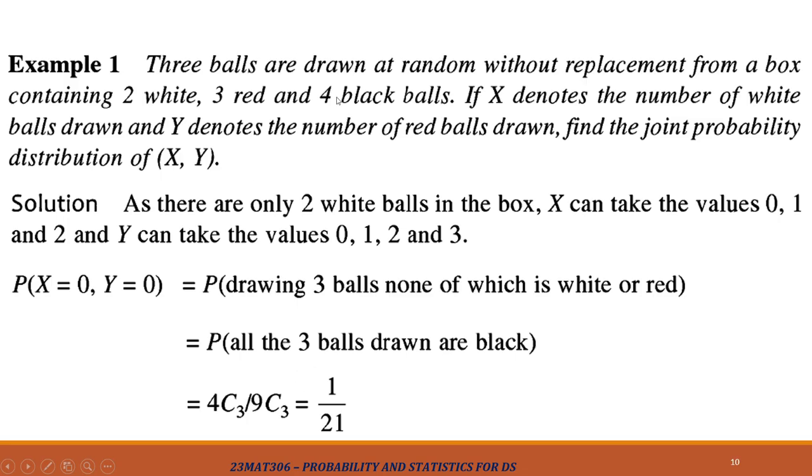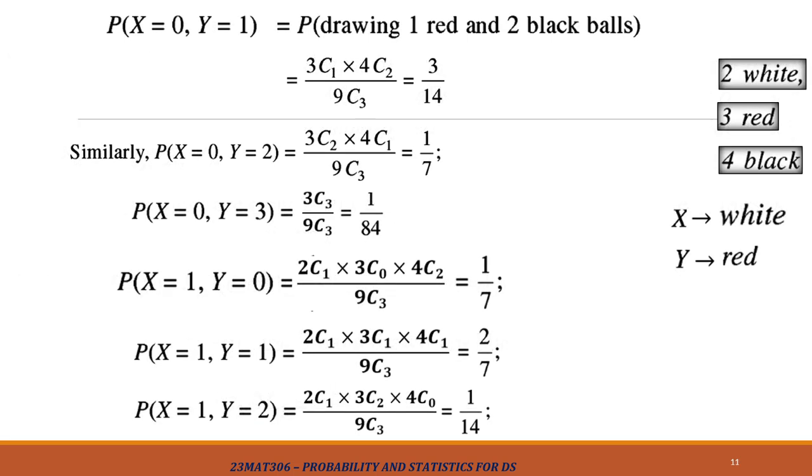Totally we have 9 balls, right? 4 plus 3 is 7, 7 plus 2 is 9. So in those 9 balls, we have to select any 3 balls. So the total is 9C3. We have to expand this. Finally, we get 1 by 21. Likewise, we have to proceed for all the balls.